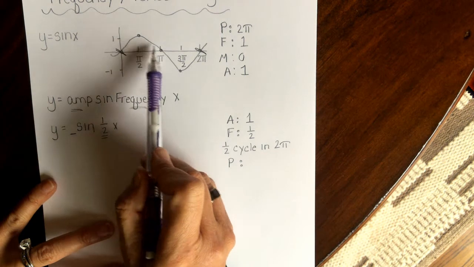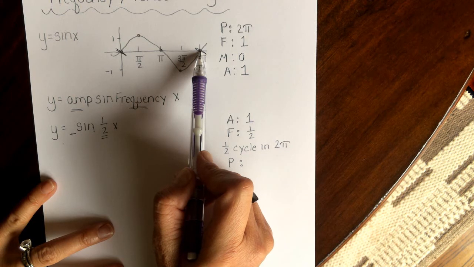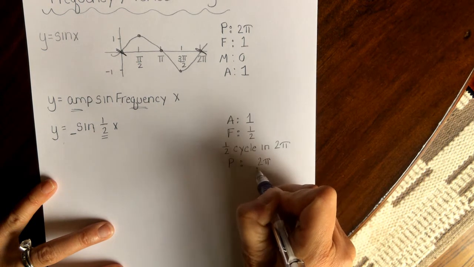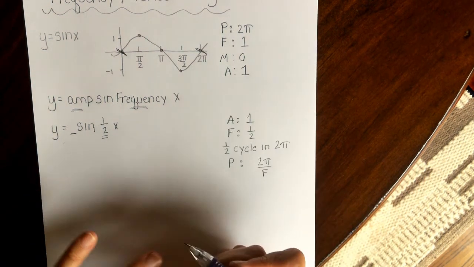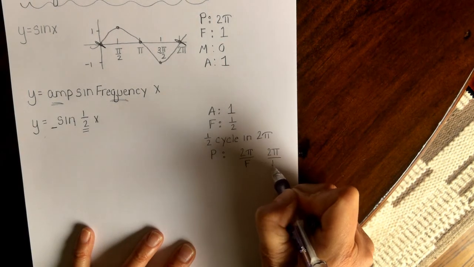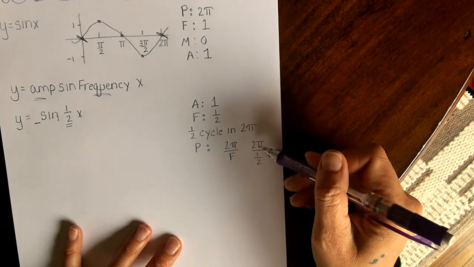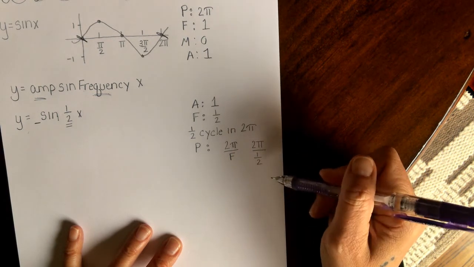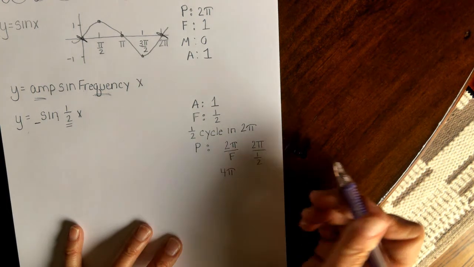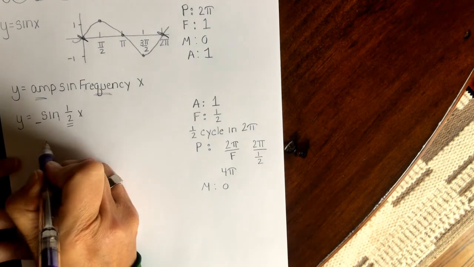Now we need to figure out our period. If there's 1/2 a cycle in 2 pi, I need to figure out where I stop for a complete cycle. What you do to find your period is you take 2 pi and you divide it by your frequency. So in our situation, I take 2 pi and I divide it by 1/2. 2 pi divided by 1/2 is the same as taking 2 pi times its reciprocal, which is 2, and my new period is 4 pi. My midline is not going to change. We're not talking about that yet. So let's sketch this out.